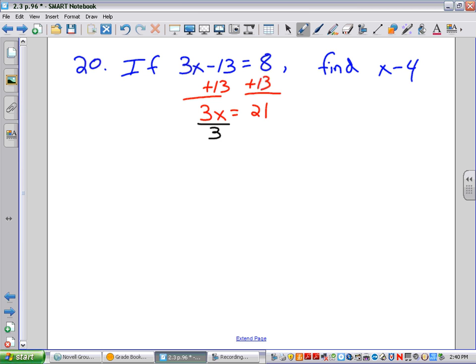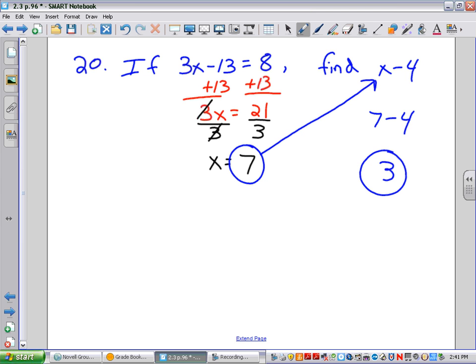Then I'm going to divide both sides by 3. So my 3's mark out. So x is 7. So I've just solved the equation. 21 divided by 3 is 7. I get an answer of 7 for the equation, but that's not my final answer. Here's what I do. I take this answer 7 and I plug it in right there in place of the x. So instead of x minus 4, I want to know the answer 7 minus 4. Now you should know that 7 minus 4 is 3. So the answer to number 20 is 3.